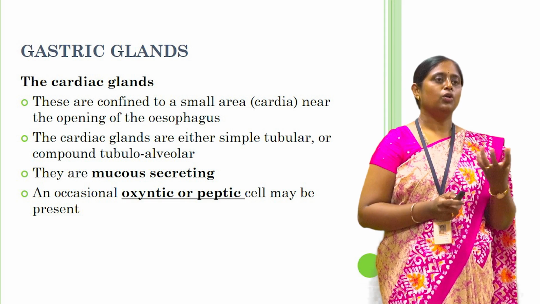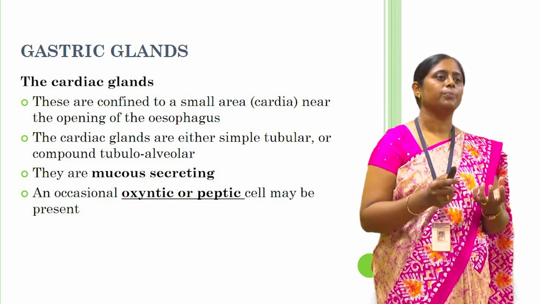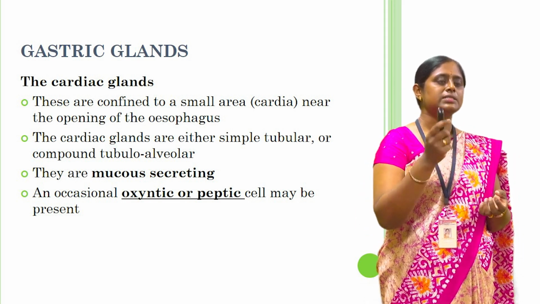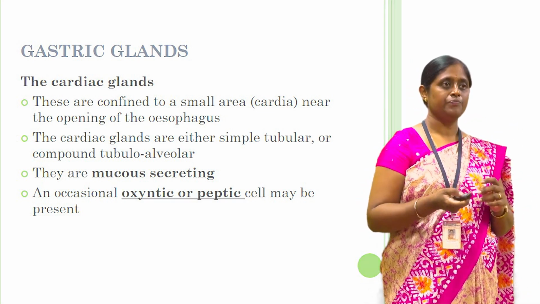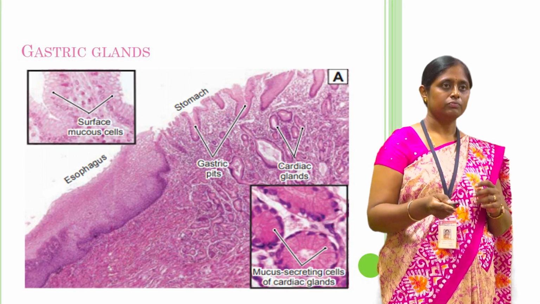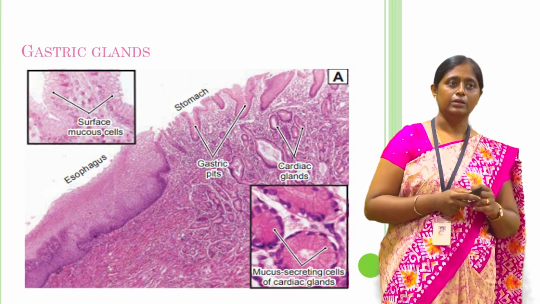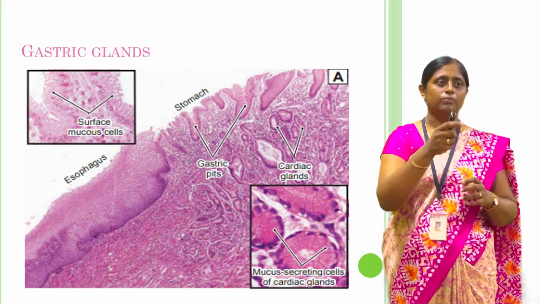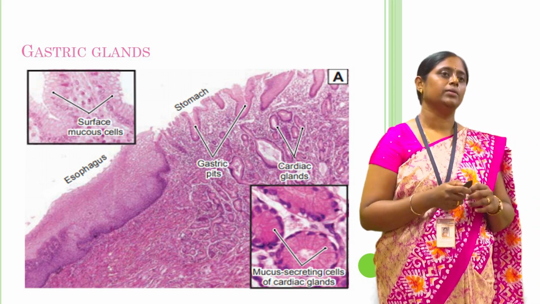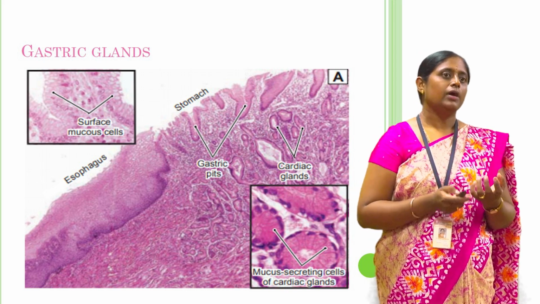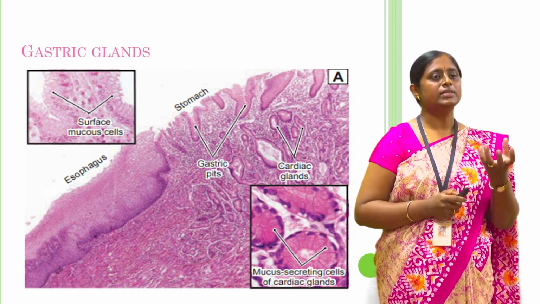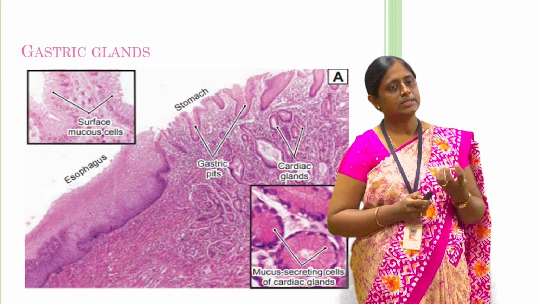They also possess the oxyntic or peptic cells, present in the cardia region, which is the opening from the esophagus. This is the region wherein the gastric pits, or the lining epithelium present in the stomach, possess the cardiac glands. These cardiac glands are nothing but mucus secreting glands.